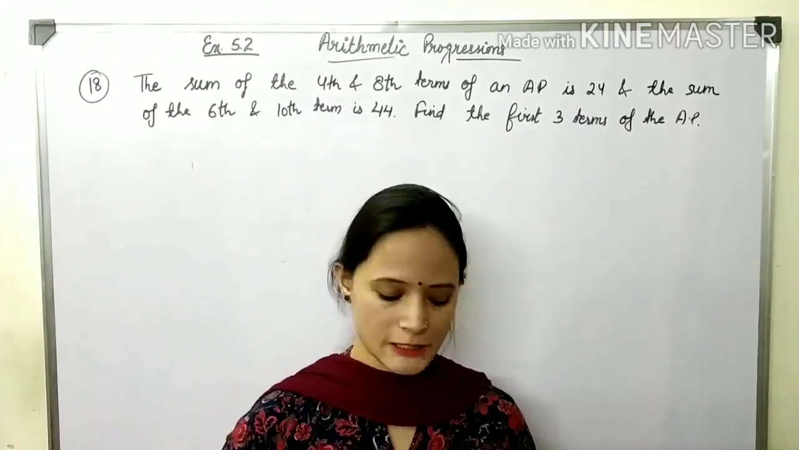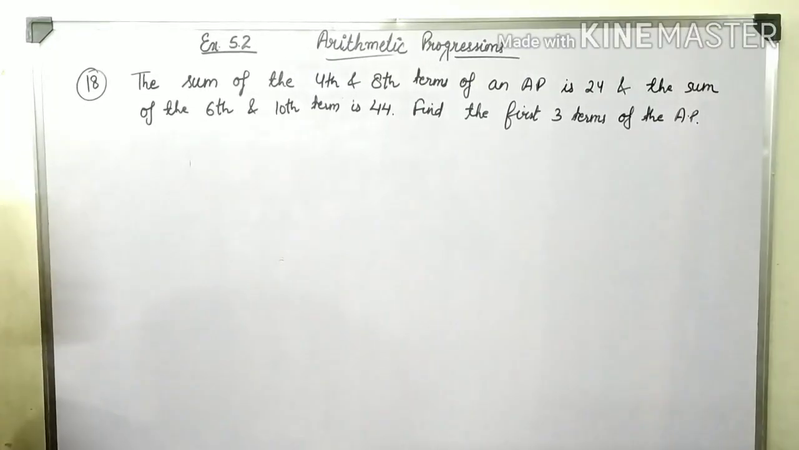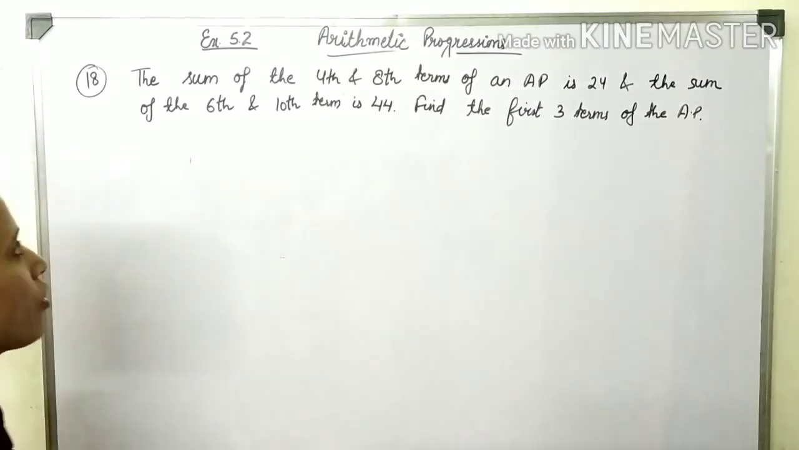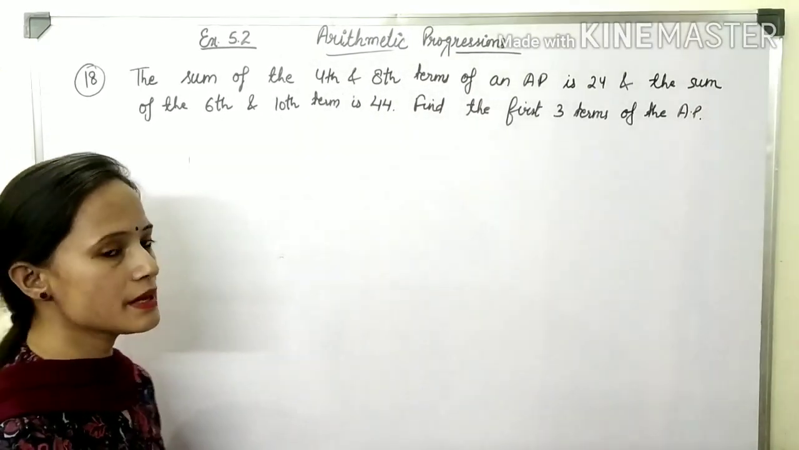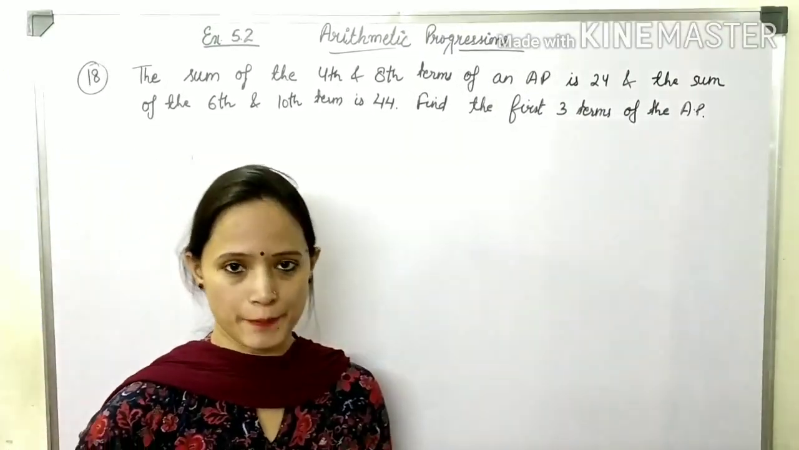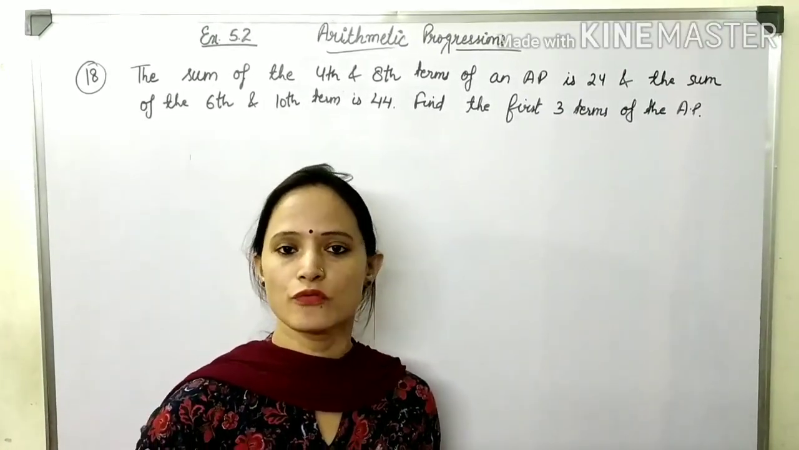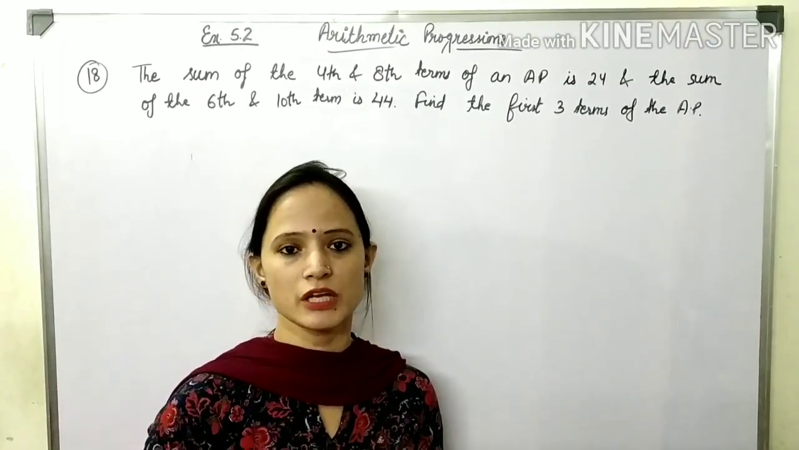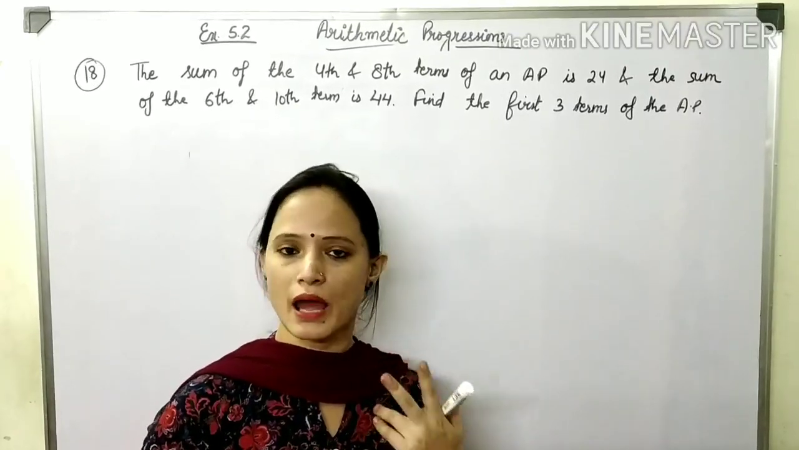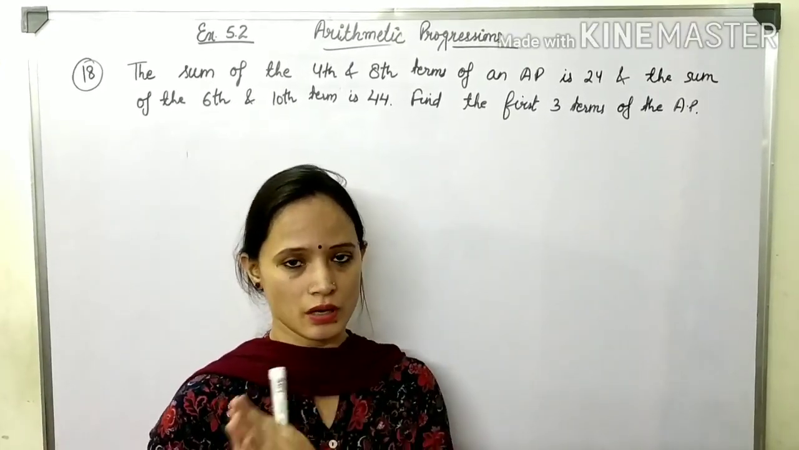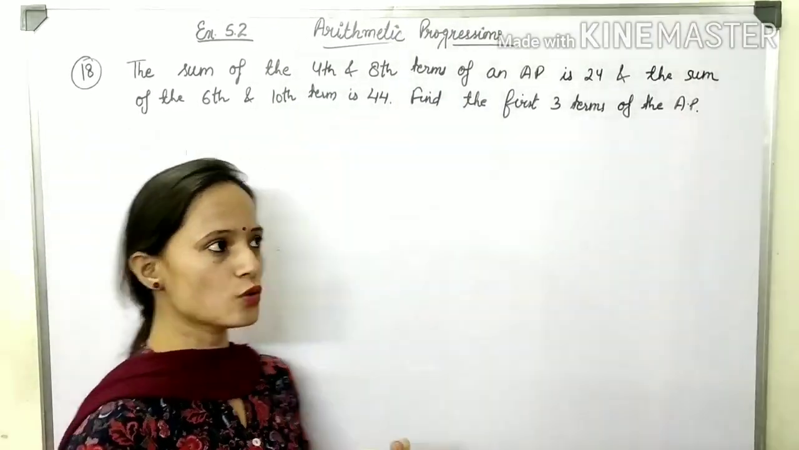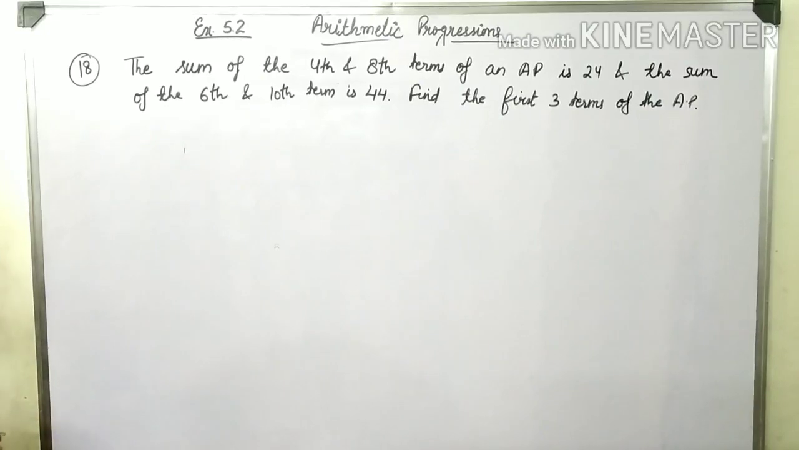Next, question number 18. The sum of the 4th and 8th terms of an AP is 24 and the sum of the 6th and 10th term is 44. So we need to find the first 3 terms of the AP. Now again, we know that to find the first 3 terms, it means we need to have the first term and the common difference of the AP. Again, we are having 2 unknowns, so to get the value of 2 unknowns, we need to have 2 equations. And from where we will get those 2 equations? From the given information. So I am roughly doing this.